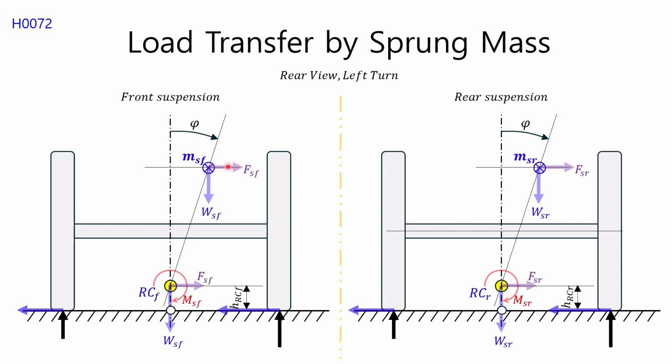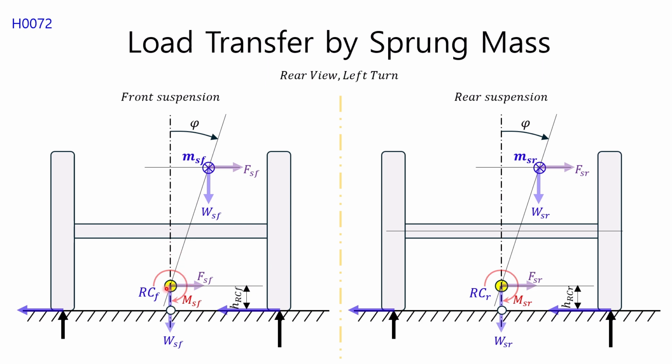the roll angle phi, so the center of gravity of the sprung mass supported by the front wheel also moves to the right. Therefore, the point of application of the sprung weight WSF supported by the front wheel also moves to the right. As a result, the center of gravity deviates from the vertical line passing through the roll center. If the points of application of the front lateral force FSF and the front sprung weight WSF do not coincide with the roll center on the horizontal and vertical lines respectively, these forces generate moments about the roll center.